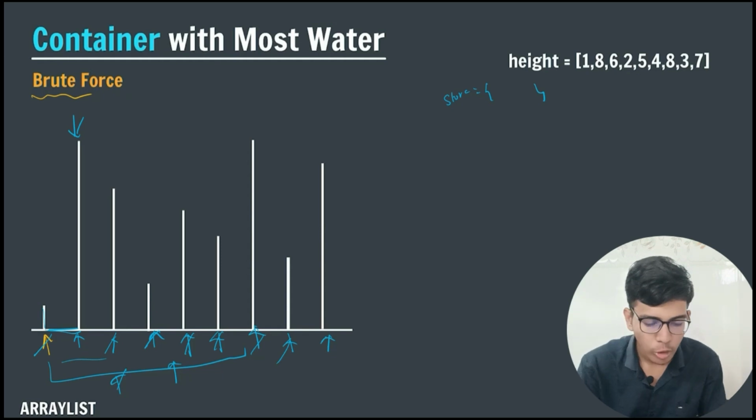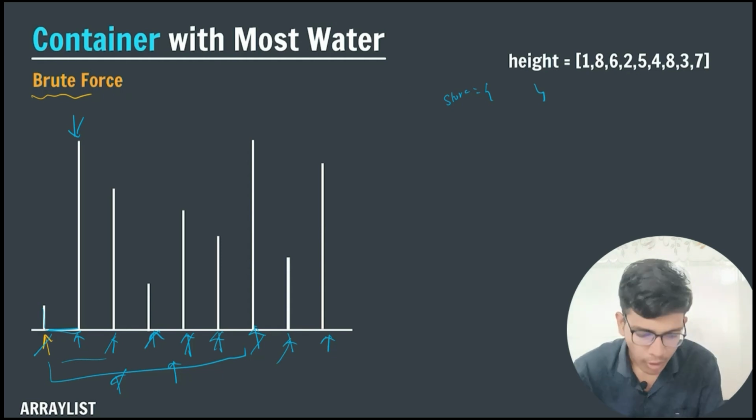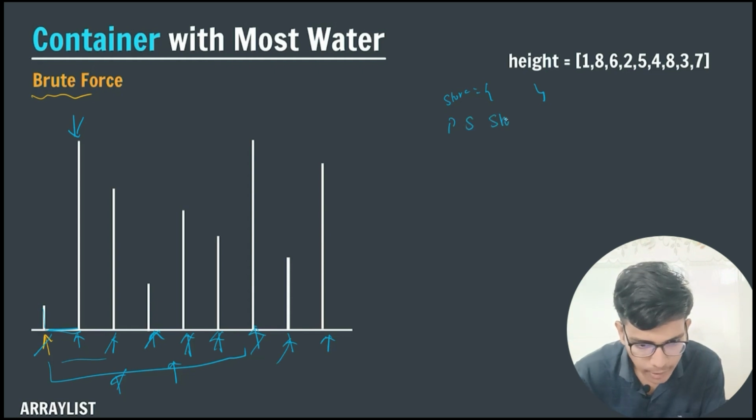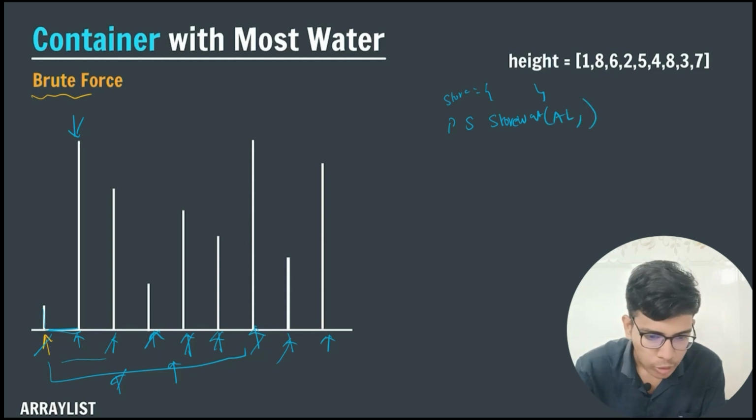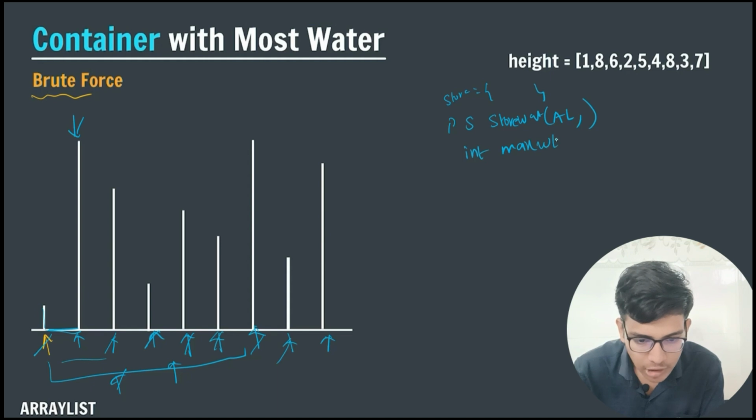Let me write the pseudocode here. First of all, I will create a function, public static store water function. In this I will pass my array list. Initially I will create a variable that will store the maximum water, so max water is equal to 0.